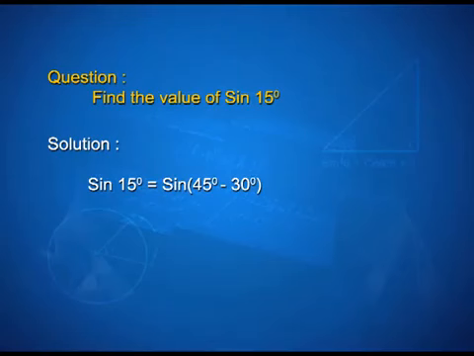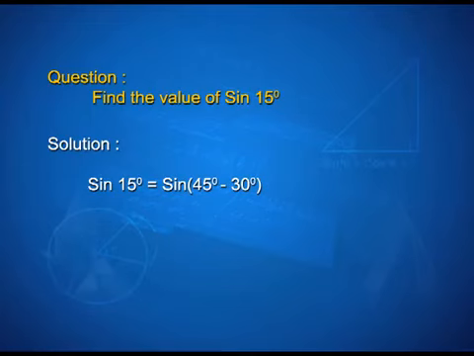Let us see how sin 15 can be expressed with the help of identities we have studied. Sin 15 can be expressed as sin of 45 minus 30 degrees, which again can be expressed as, what is sin of A minus B? Sin A cos B minus cos A sin B.